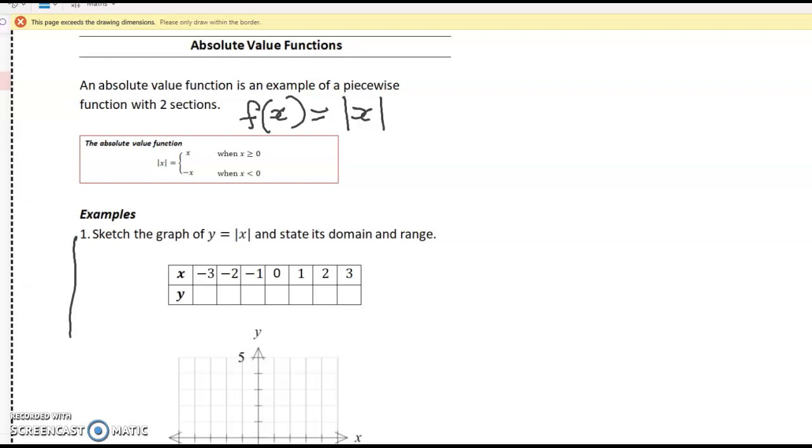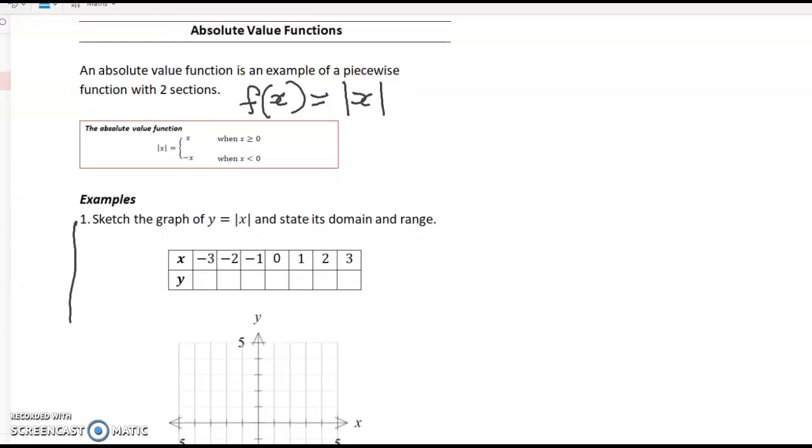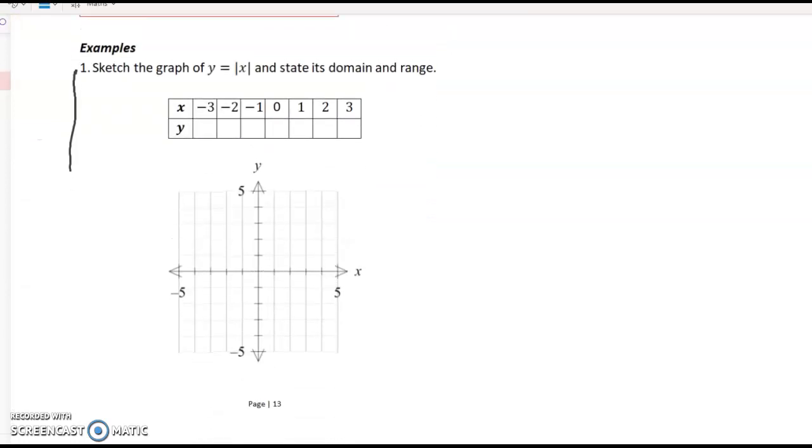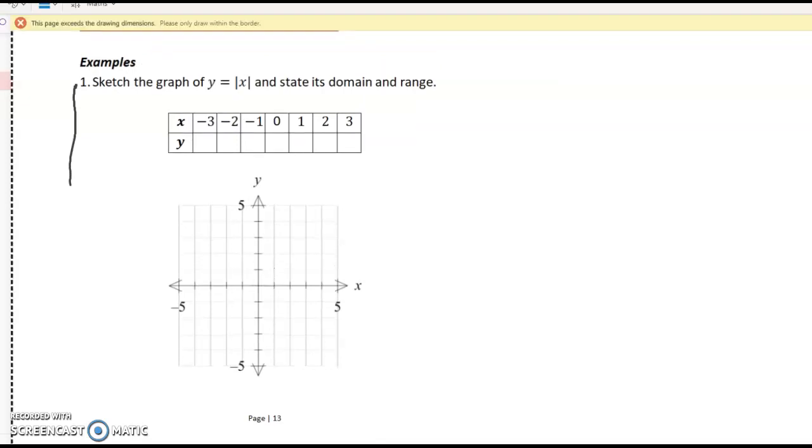Alright, question 1. Let's have a look at that. It says sketch the graph of y equals absolute value of x and state its domain and range. Okay, so let's fill in this table of values just to get a sense of what it's like. Another way, of course, would be to find the intercepts and then just graph based off those.